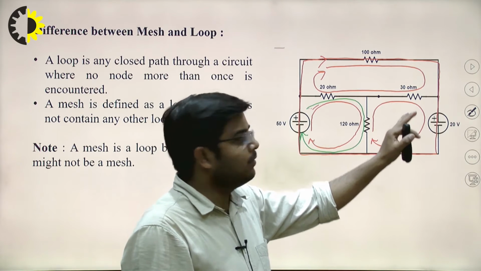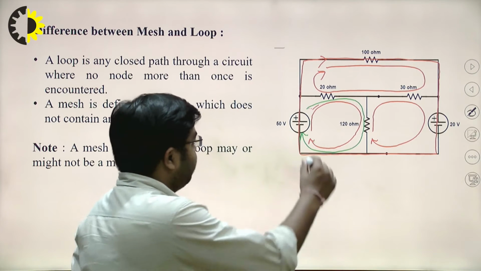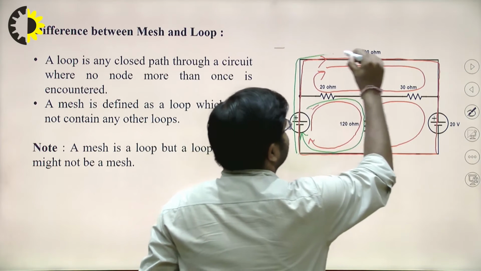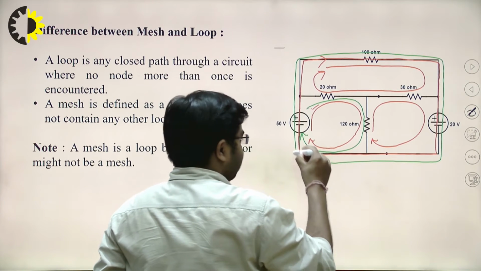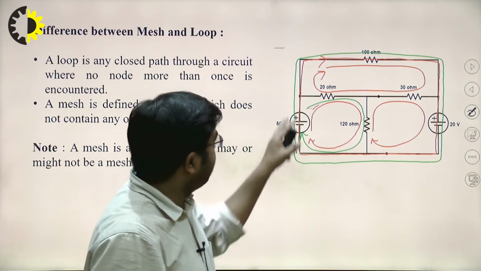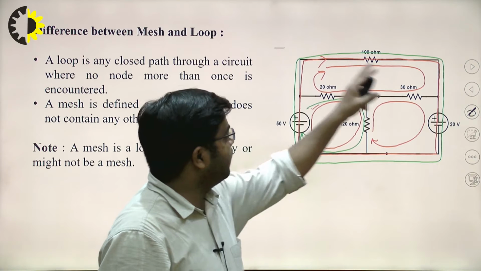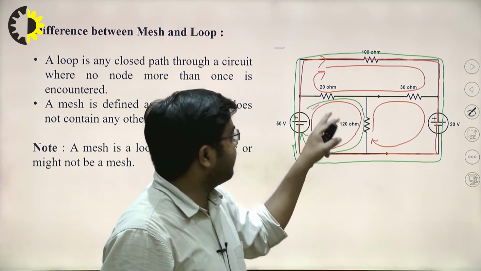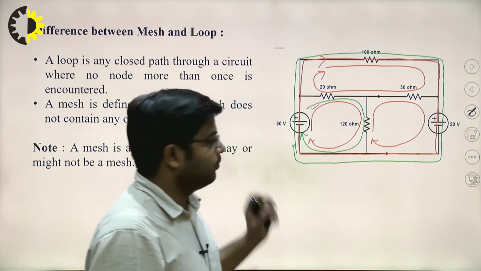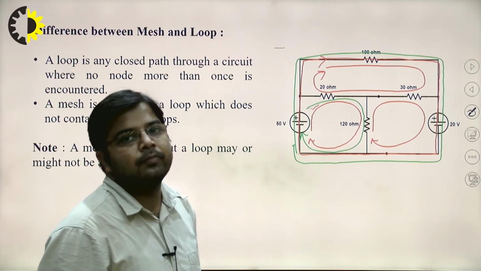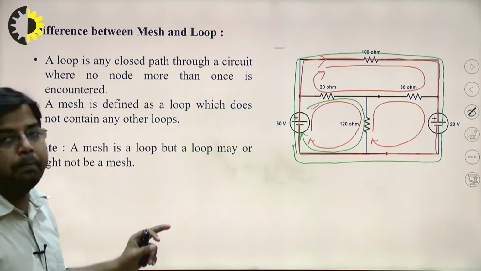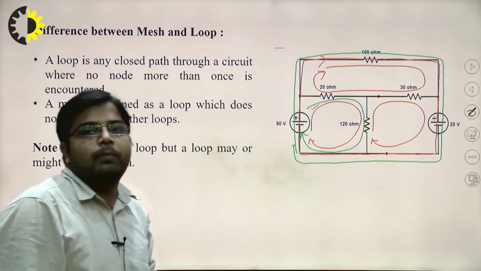Similarly, this loop is a mesh and this loop is a mesh, but this bigger one is not a mesh, because this outer loop contains 3 loops. That's why this is not a mesh. So in this given network there are 3 meshes. A mesh is a loop, but a loop may or may not be a mesh.